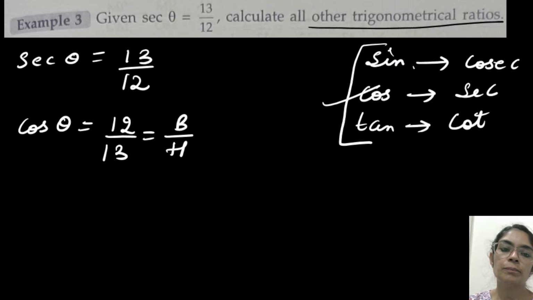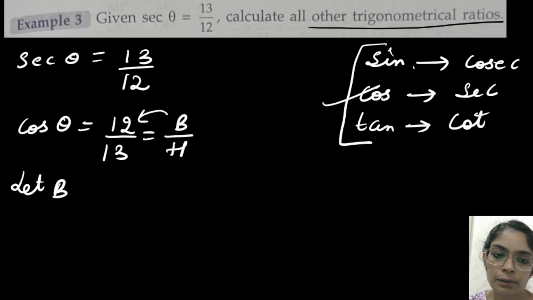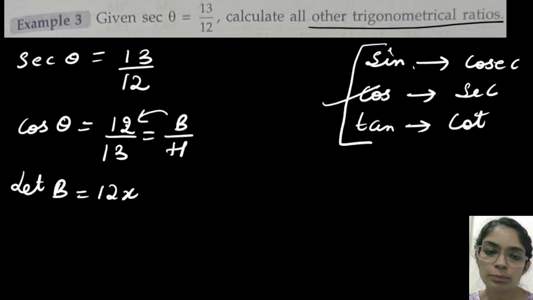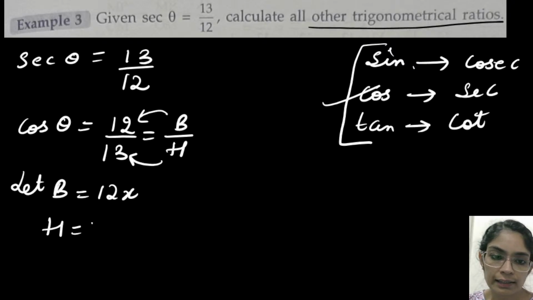So we will assume, see here the ratio is there, this is a trigonometric ratio. Opposite to base, 12 is written. So we'll assume let base is equal to 12x. Don't assume 12, here we are not doing an MCQ question, so you have to write properly. Because it's a ratio, we have to assume it like 12x, and opposite to hypotenuse is 13x.